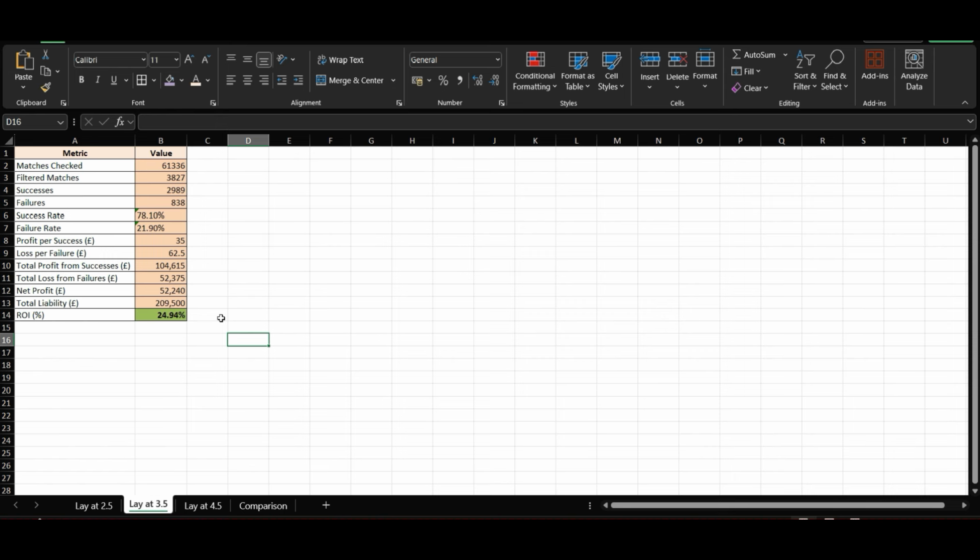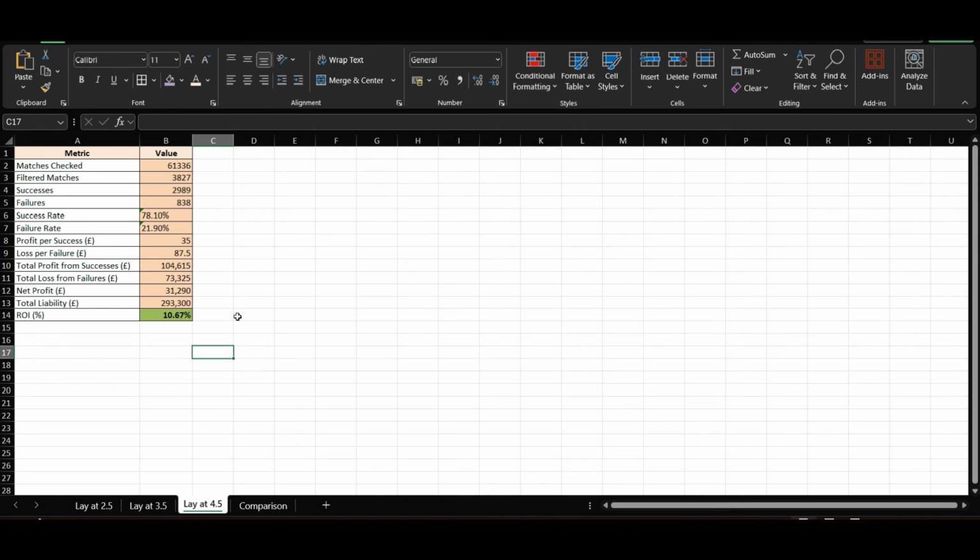So finally, let's consider the worst case scenario, laying at odds of 4.5. With a £100 stake, the liability jumps to £350. So this is where we're taking on the most risk. However, it's essential to understand this as the upper limit of what you may face.